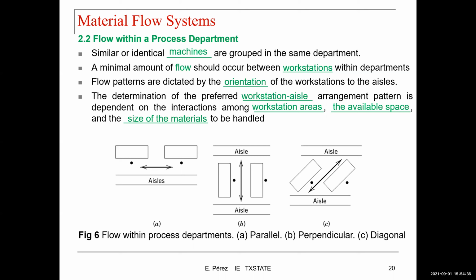Also, aisles are very important. If you're constrained with a single aisle, you might choose one configuration. If you have two aisles, you might choose another configuration, and so on.